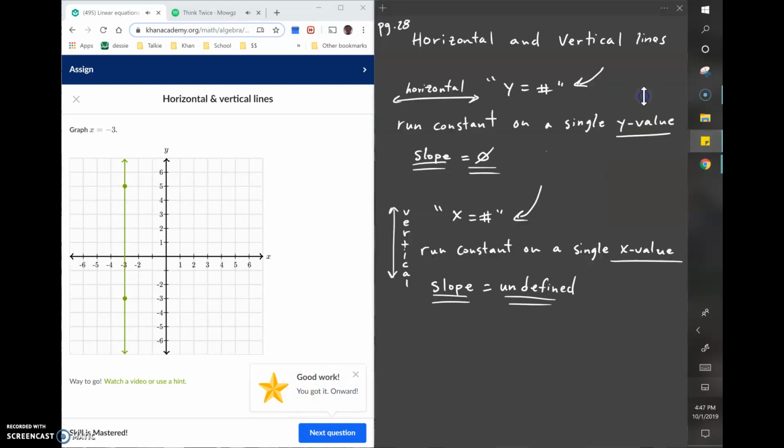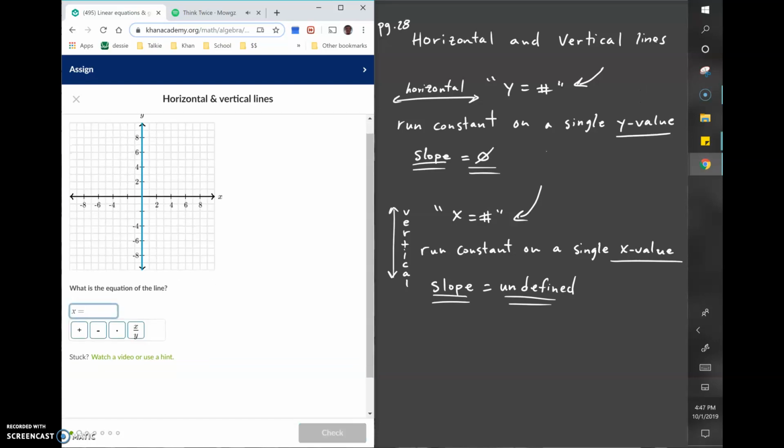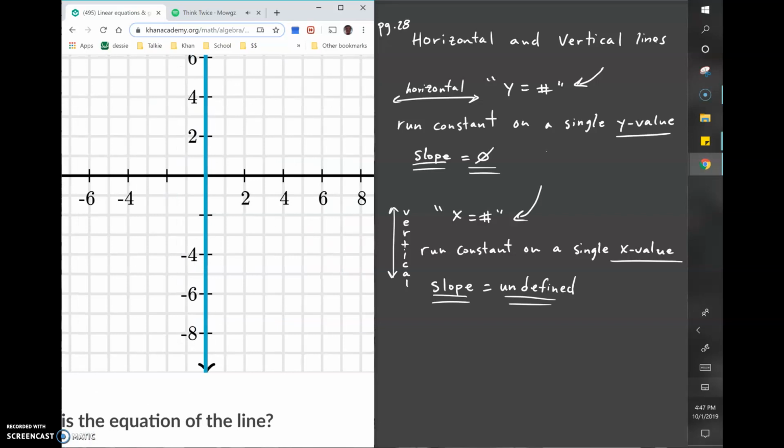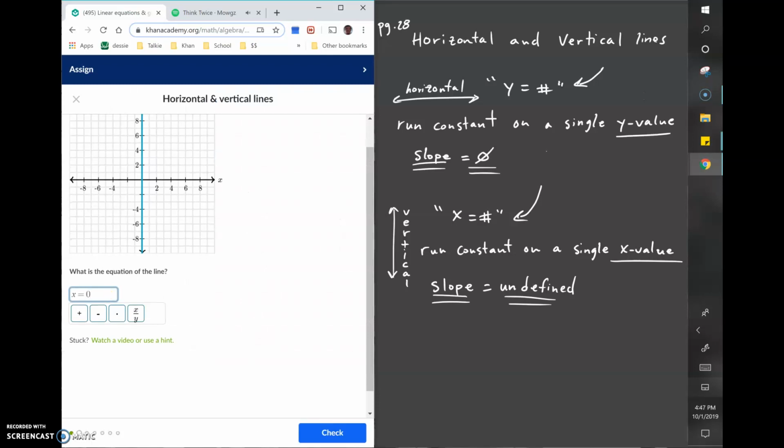Okay, question number 2. Here we have a vertical line, so we know it starts with x equals, and then we just have to identify what number that vertical line is crossing x on. Since it's crossing right in the middle, that's 0. So x equals 0 here.